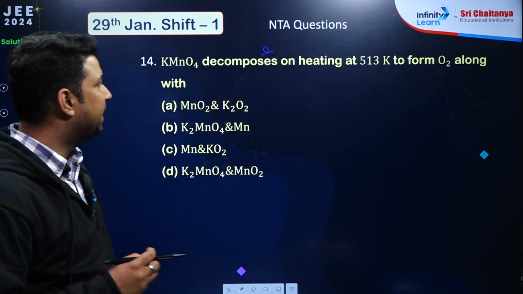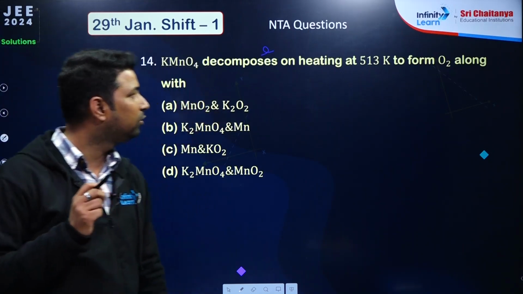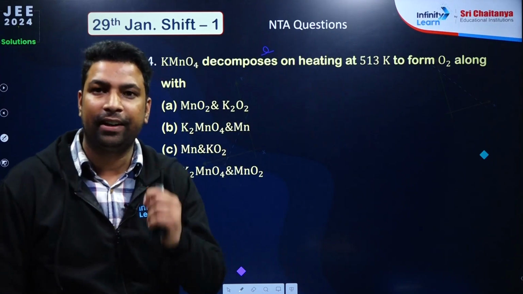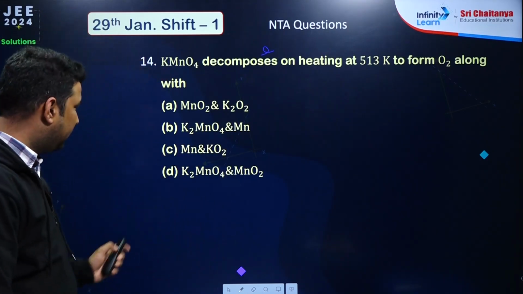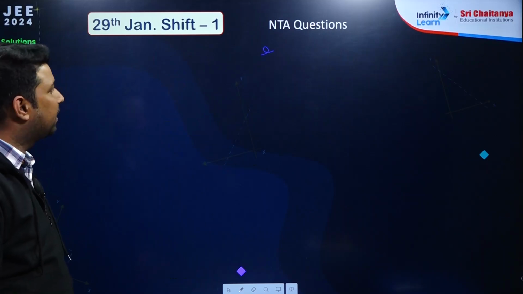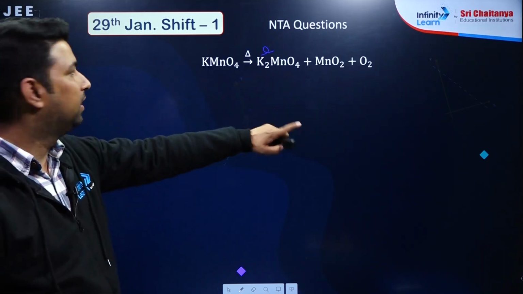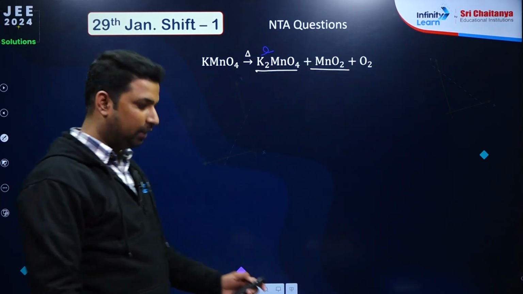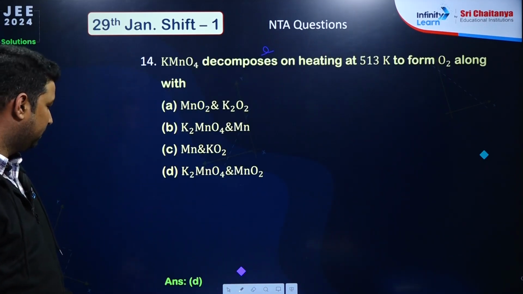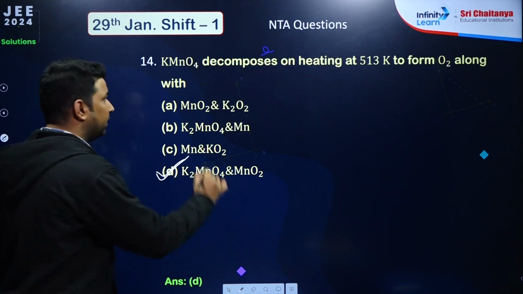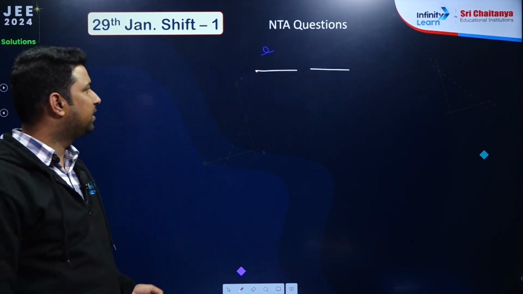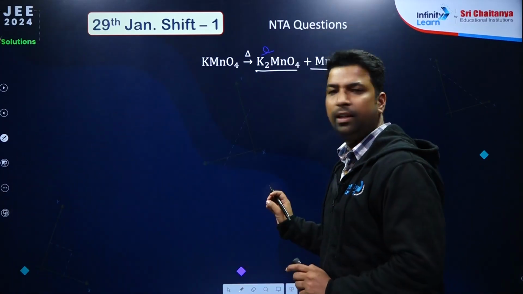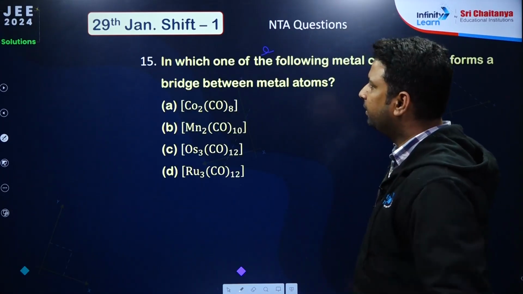KMnO4 decomposes on heating at 513 Kelvin to form O2. It is just a classic question of the heating effect of KMnO4 given in NCERT, and the clear-cut reaction is given in the NCERT that K2MnO4 and MnO2 will form. So which option will be correct? Option D will be the right answer. This question is taken directly from NCERT itself. So this was your reaction, so simple. It has a very simple answer. Okay, so moving toward the next question.